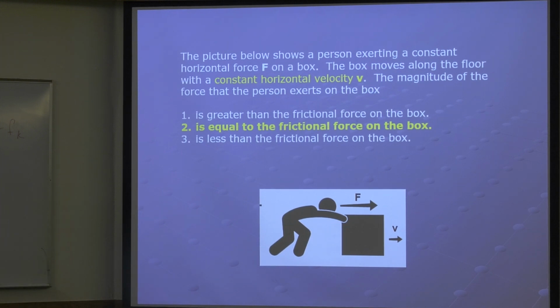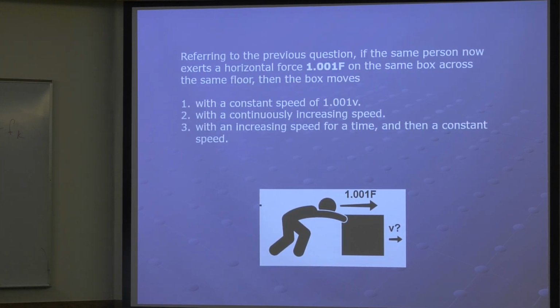Now, the tough one that people mess up on is the next one. Referring to the previous question, if the same person now exerts a horizontal force 1.001 F on the same box across the same floor, what's going to happen? So pause your video and think about it.